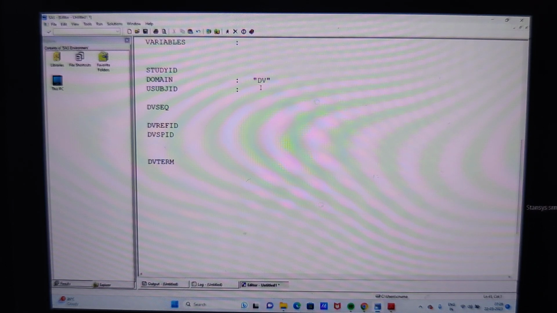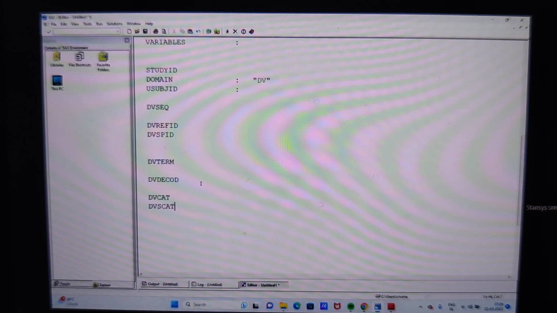And then we are going to have DVT code. The sponsor is going to provide the controlled terminology. Based on the controlled terminology, we are going to give the standardized code in the DVT code. Then after the DVT code, we are going to have a DV category. What kind of category of deviation is it? And then we are going to have DV subcategory.